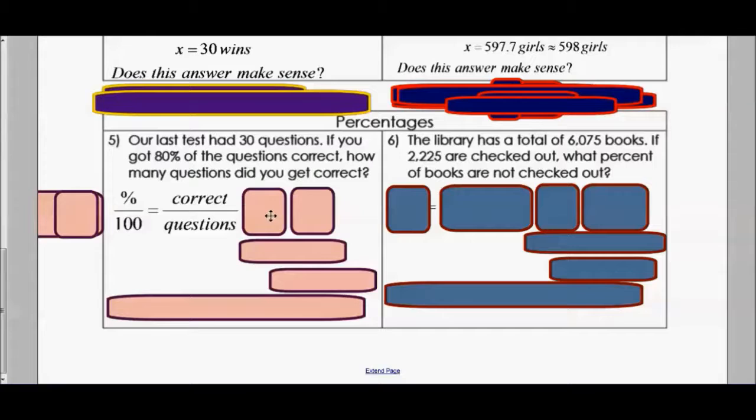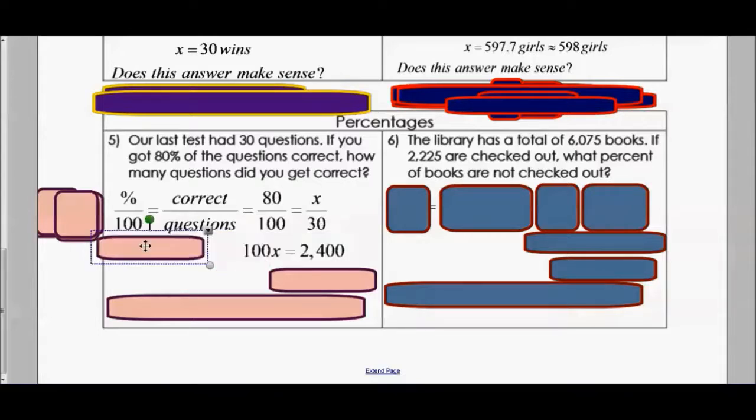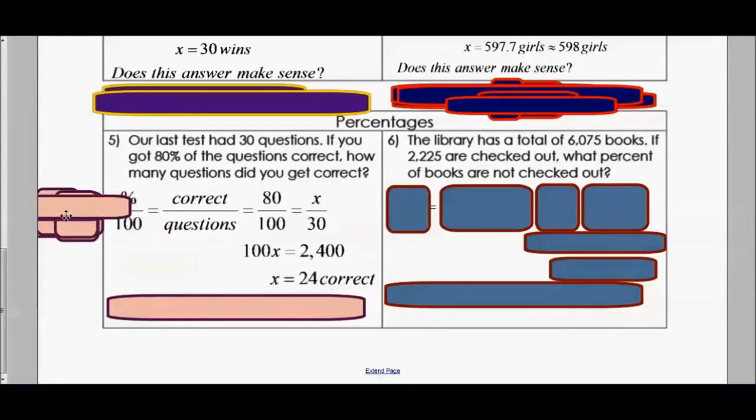We're told that we got an 80%. That's 80 out of 100. That really represents the decimal 0.8 or 80%. We're just putting that into a fraction. And then on the other side, we're going to compare that to a total of 30 questions. We want to figure out what that 80% correct is out of the 30 questions. Start off the same way. We cross multiply. 2,400 equals 100x. Our last step is dividing by this 100 on both sides. That gives us 24 correct.